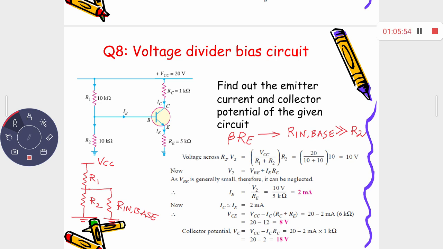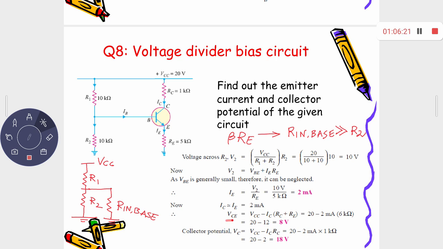Then they have also made another approximation. Maybe they have just neglected VBE, since VBE is generally small. So simply V2 upon RE, 10 volt by 5 kilo-ohms. Typically it should be 9.3 volt by 5 kilo-ohms. If it is 10 volt over 5 kilo-ohms, then it is 2 milliampere, but actually it should be somewhat less than 2 milliampere. Right. So IC is equal to 2 milliampere.